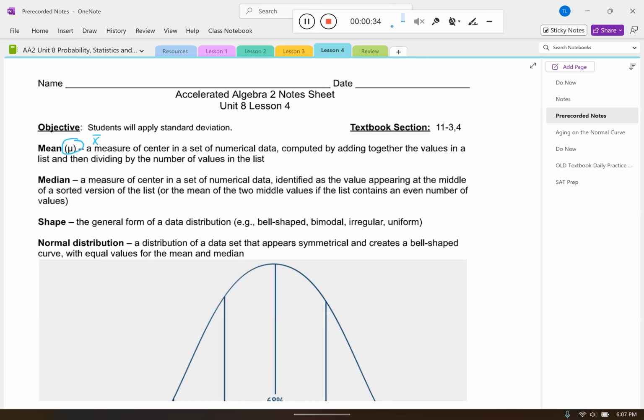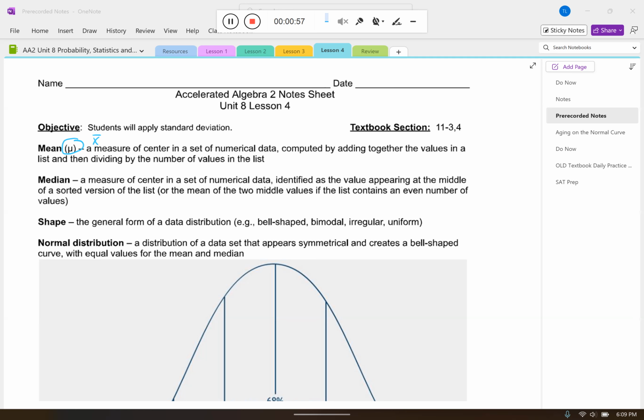You know from past study that the mean is calculated by adding together the values in a list and then dividing by the number of values in that list. The median is another measure of central tendency, which we calculate simply by putting all the numbers in order, crossing them off from the ends until there's either one number left in the middle, or we take the mean of the two values left in the middle.